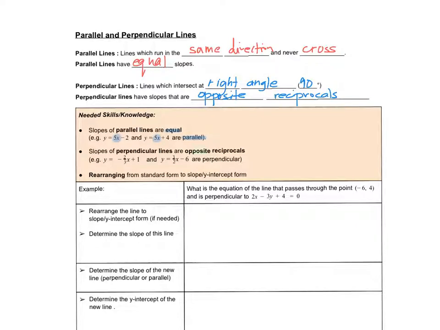And perpendicular lines have slopes that are opposite reciprocals. So if you look here, the first equation has slope negative 2 over 3, and the second equation has slope 3 over 2. So it's flipped and it's opposite signs, and therefore they are perpendicular. And you also need to know how to rearrange the equation from standard form to slope-intercept form, because usually that's what the form will be given to you in that question.